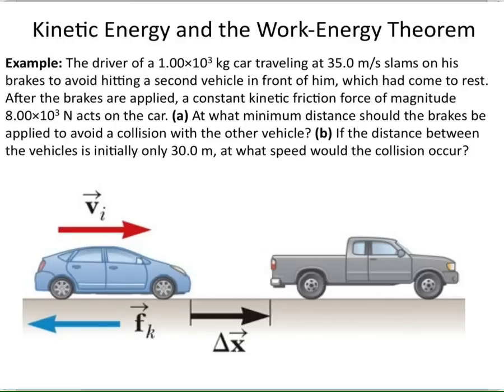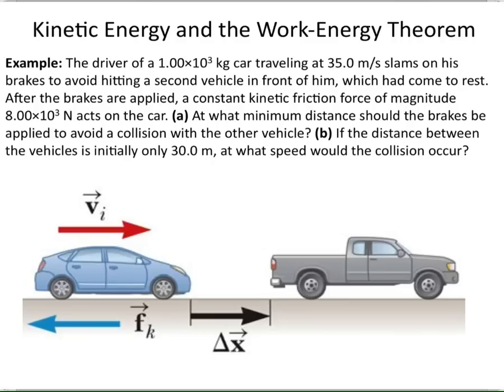So an example. Suppose you are moving with your car with some initial velocity, and you have seen another truck in front of you. To avoid hitting the truck, you push your brakes for a distance x, and your car comes to a stop after you apply the brakes. The question is, at what minimum distance should the brakes be applied to avoid the collision?